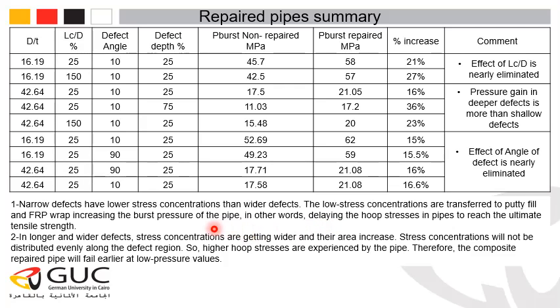I should say at the end that narrow defects have lower stress concentration than wide defects. The low stress concentrations are transferred to the putty fill and FRP wrap, increasing the burst pressure in pipes or delaying the hoop stresses to reach the ultimate tensile strength. The stress concentrations in longer and wider defects will not be uniform, so higher hoop stresses are experienced by the pipe. Therefore, the composite repair pipe will fail at lower pressure values.